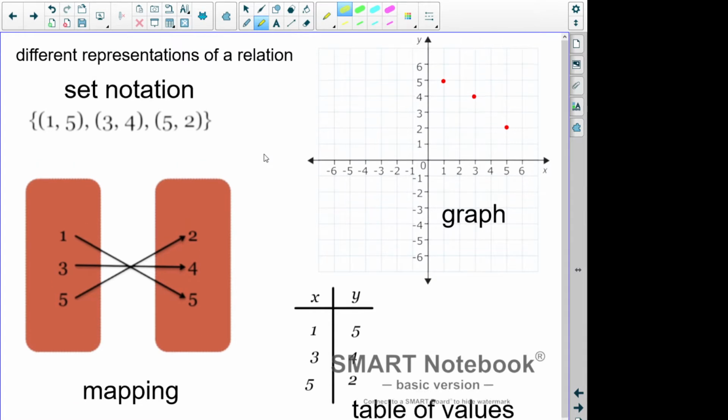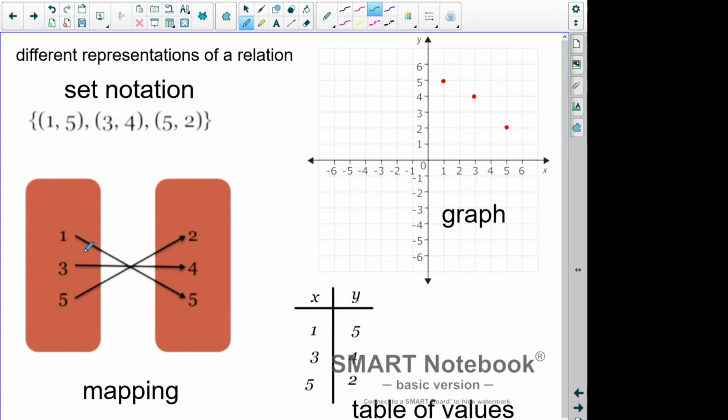So there's different ways of representing that. Here's the set notation. So here's the 3 points. The domain of this would be 1, 3, and 5. The x values 1, 3, and 5. And the range would be the y values, so 2, 4, and 5. Notice that I listed them in order, right? 2, 4, and 5. So we're just talking about those numbers themselves, not about how they relate to the other ones. So the domain is just those numbers.